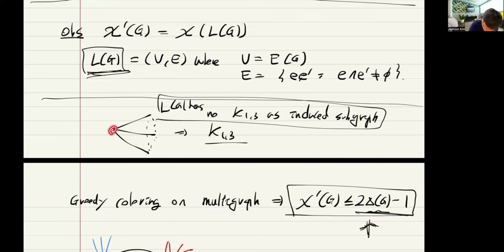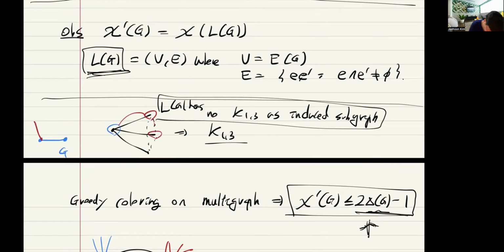That means if you have one vertex and three neighbors, at least one edge should be there among these three vertices. Why? That's pretty easy to check. So this vertex is actually an edge in the original graph G, and this one is also an edge in the original graph. And since they are adjacent, it could be either here or here, but let's say on the left side. And then this one is also there.